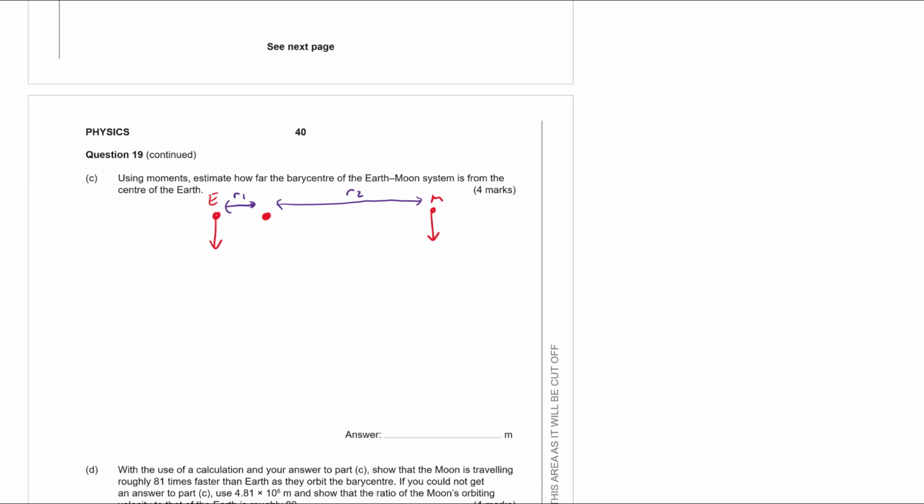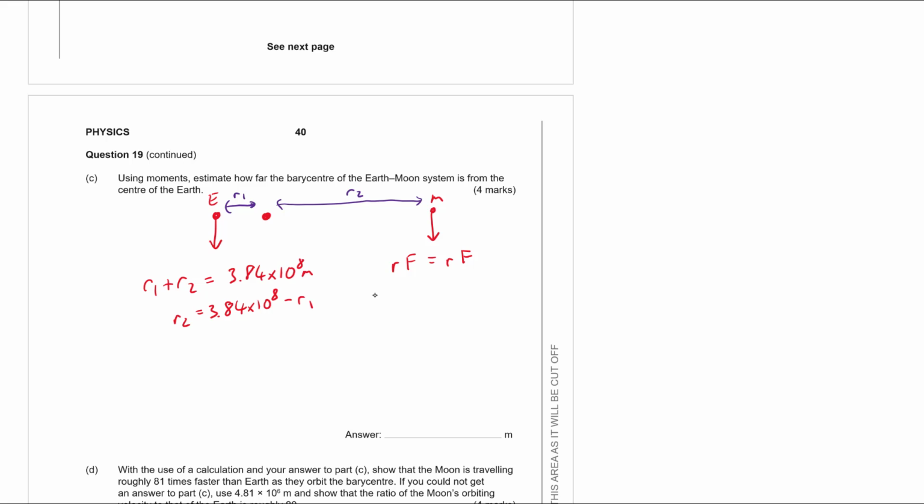So I'm going to write down what I do know, and that is the distance between the Earth and the moon. So I know that R1 plus R2 is equal to 3.84 times 10 to the 8. And I know from here that R2 is going to be equal to 3.84 times 10 to the 8 subtract R1, because I'm going to be subbing that in later on. So now I just use my moments calculation, that Rf is equal to Rf.